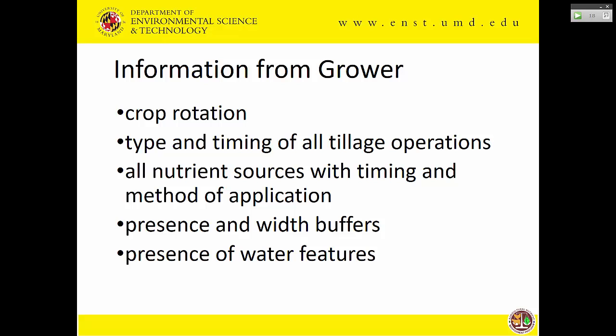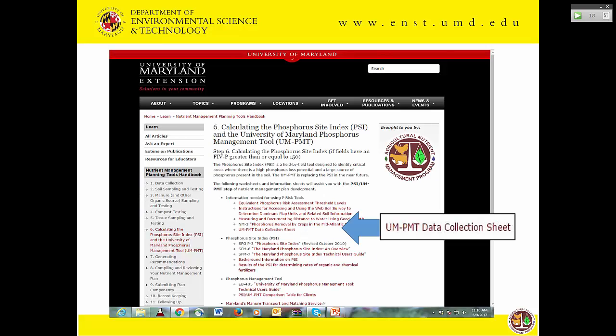Okay, you also need a lot of information from your grower. Crop rotation, type and timing of all tillage operations, all nutrient sources with their timing and method of application, whether or not they have buffers, how wide they are, and whether or not there are any water features close to that field. All right?